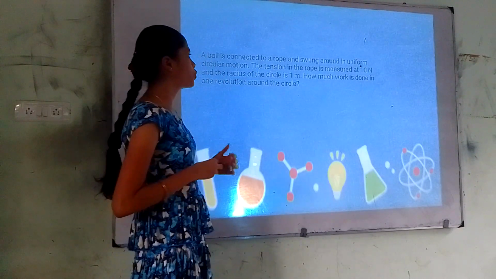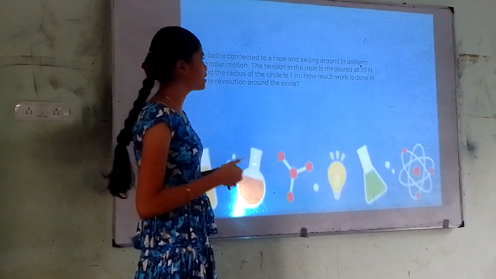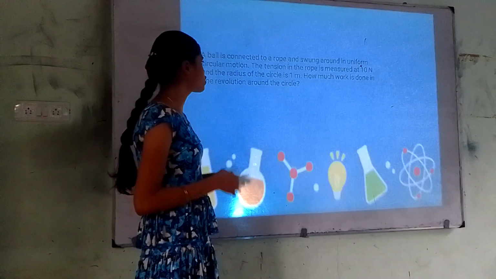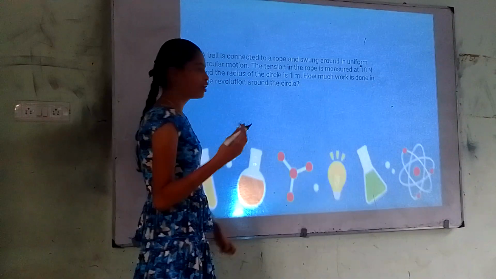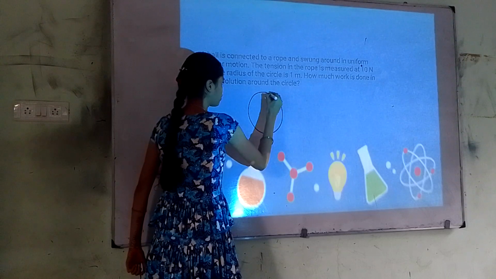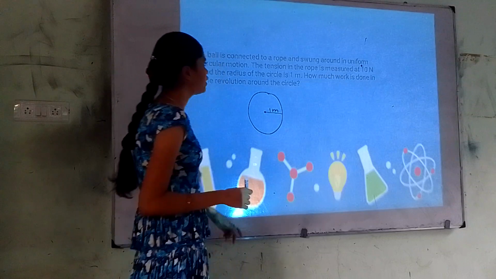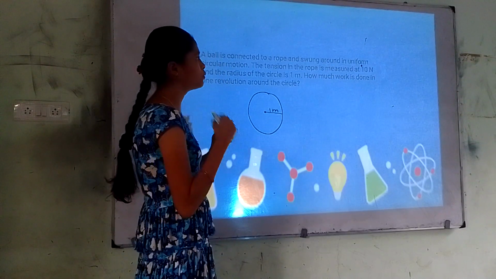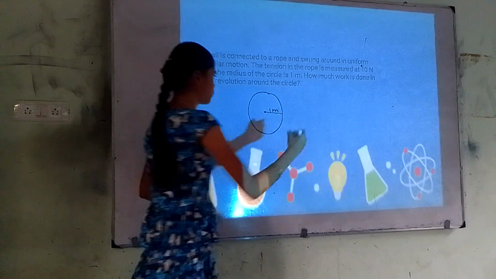A ball is connected to a rope and swung around in uniform circular motion. The tension in the rope is measured at 10 Newton and the radius of the circle is 1 meter. How much work is done in one revolution around the circle? Here we can first visualize the image. There is a circle with 1 meter as the radius and there is a rope which is tied to the ball. So the force which we are applying is 10 Newton and we have to find the work done.